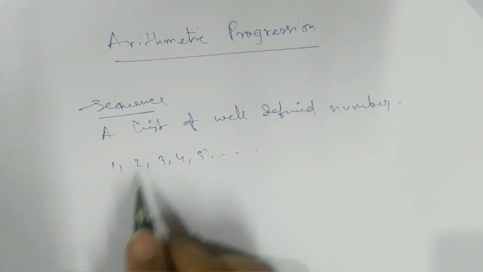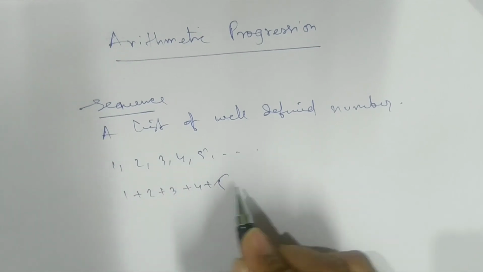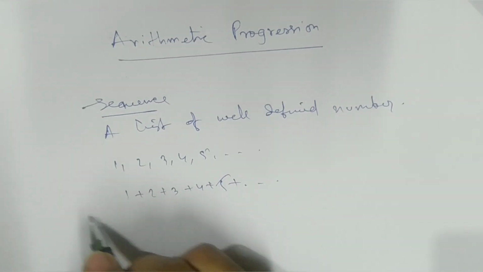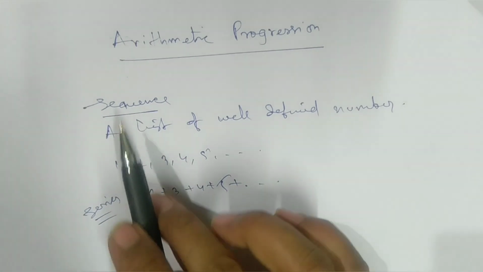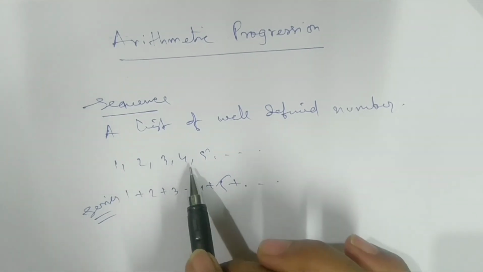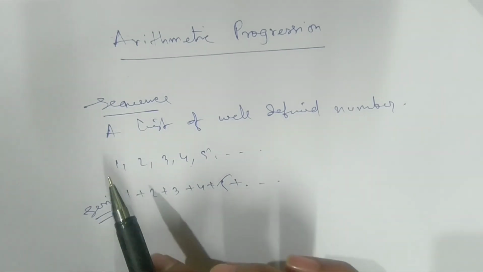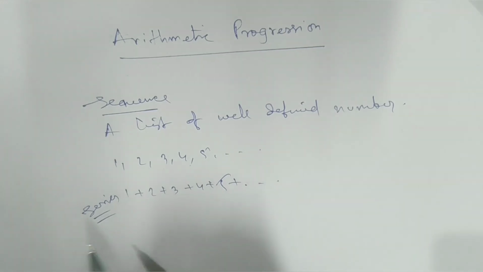Now when you use an addition symbol, this expression has a special name, we call it a series. Remember, in a sequence the numbers are separated by commas, but in a series there is a plus symbol. Here the numbers we call elements, and in a series also we call them elements.